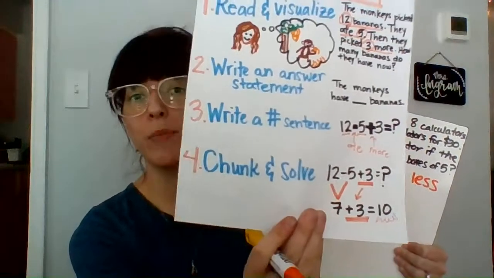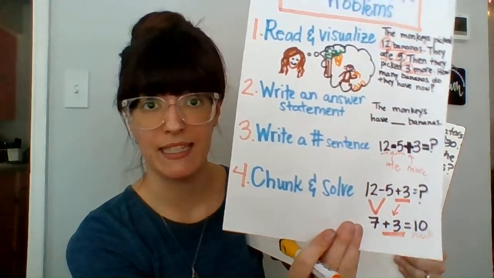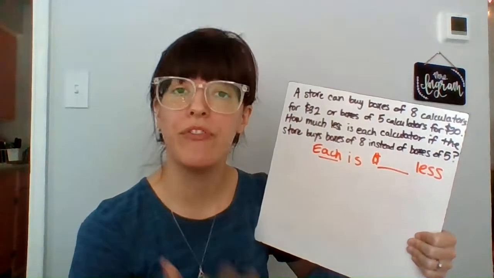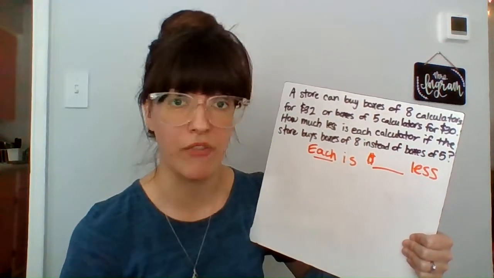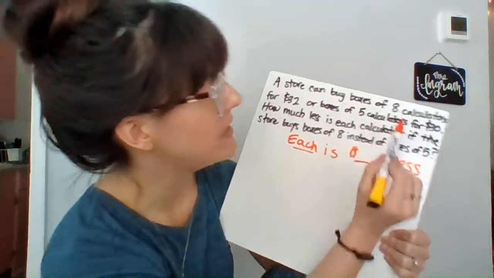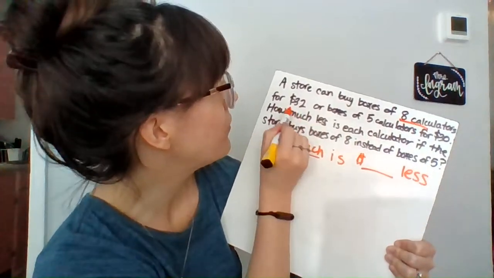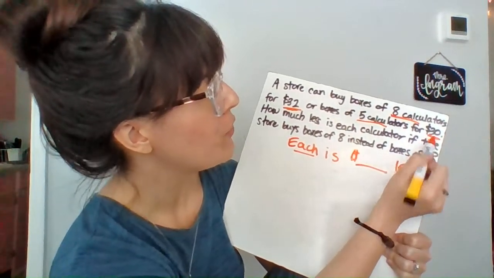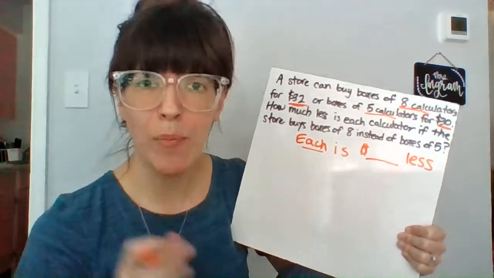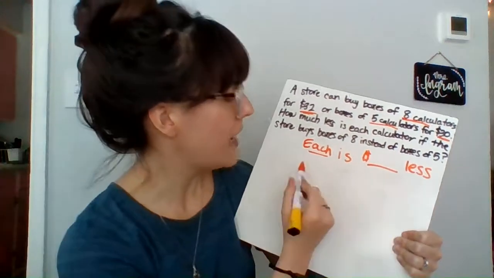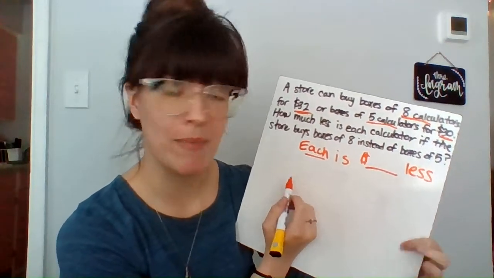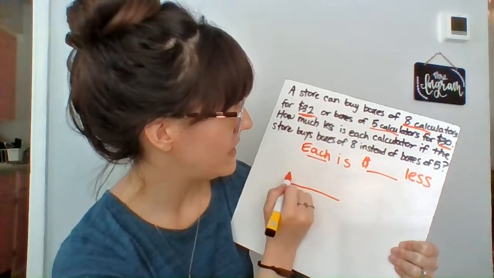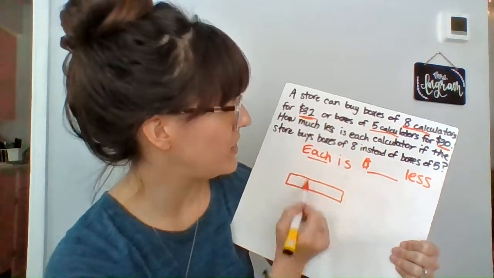Next up, I'm going to write my number sentence. That's where we look at the problem, look at the context of all of the words, and we find what will help us actually solve it. So they can buy boxes of 8 calculators for $32 or boxes of 5 for $30. To help me keep that straight in my mind, I'm going to go ahead and use a bar diagram as my strategy. For my boxes of 8 calculators, it says they are $32.